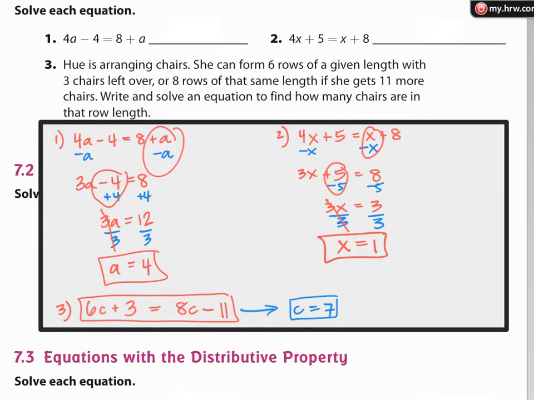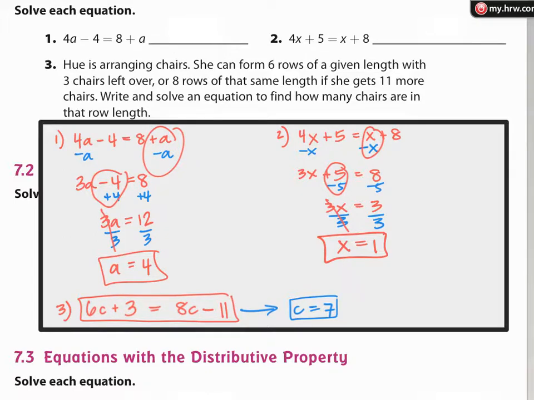Right down here, 6c plus 3, that's the 6 rows. C is how many chairs are in each row. And then the 3 is how much is left over. The 8 is the 8 rows times the number of chairs in each row. And we need 11 more chairs, so we're 11 chairs short. So I subtracted. And then once I solve that, I do get c equals 7. So there's 7 chairs in each row.